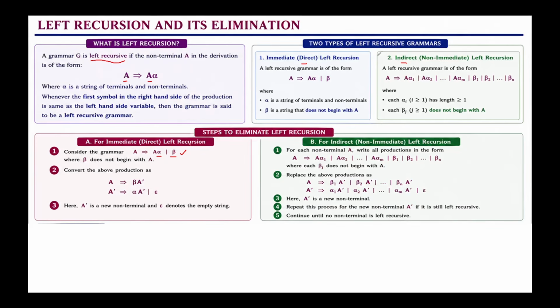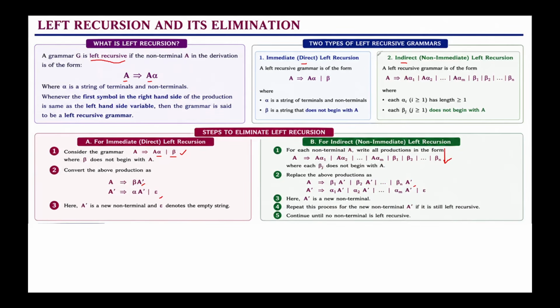Now we'll see how to convert the indirect left recursion from the grammar. So if this is the format for the grammar which is given, we have to replace this production the same way. Multiple productions will be there. A tends to beta 1 A dash or beta 2 A dash up to beta n A dash. No other change. Now, what is the next step? A dash tends to alpha A dash or epsilon.